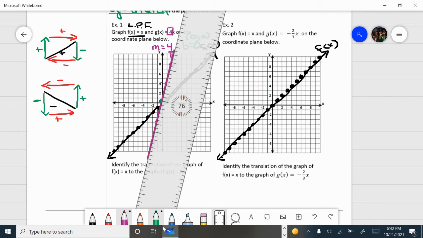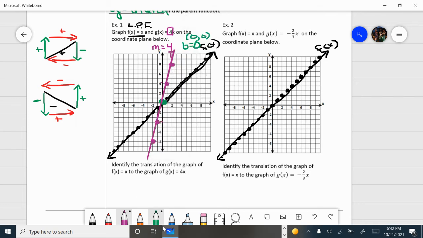There is my line through my points. And this is g of x. All right, so if we look, our y-intercept did not change. It still went through 0, 0. What did change is that now g of x is steeper than f of x. Okay, g of x is steeper than f of x.